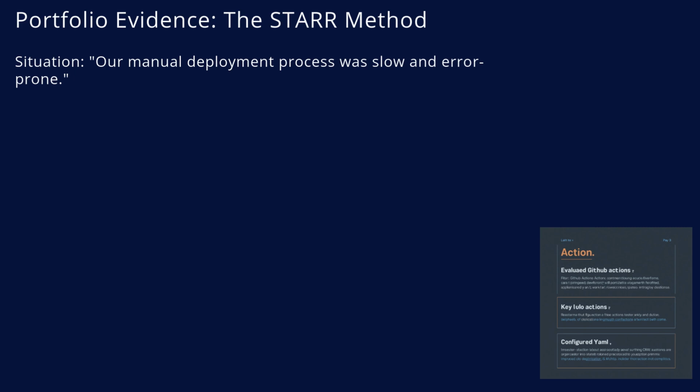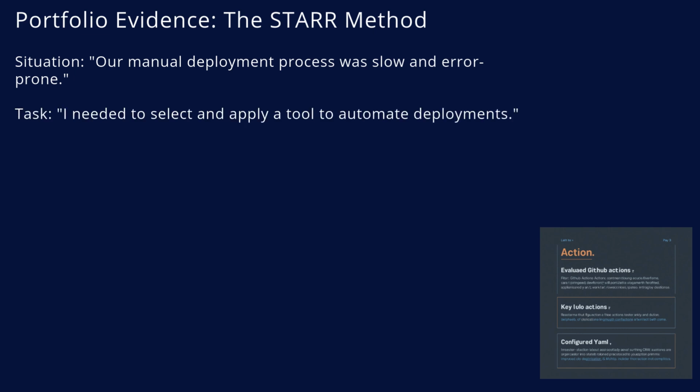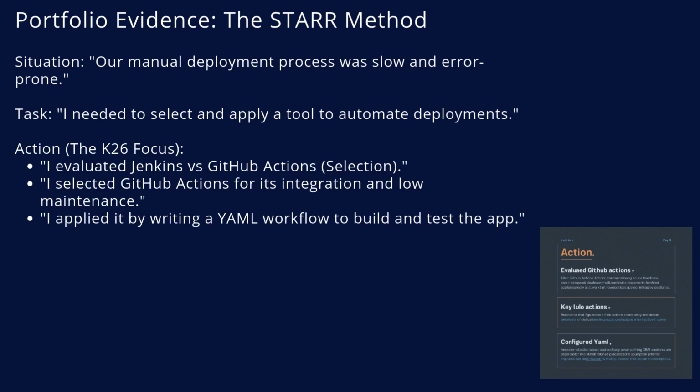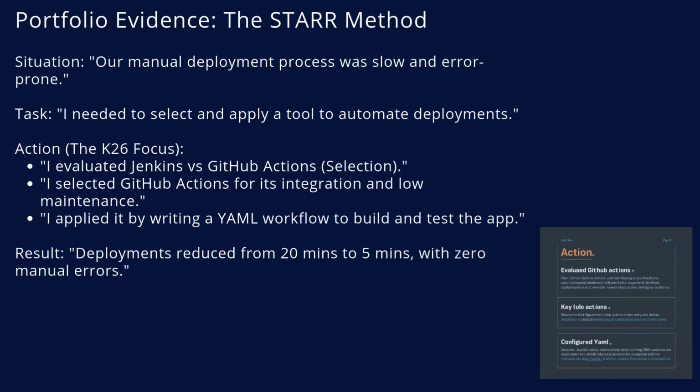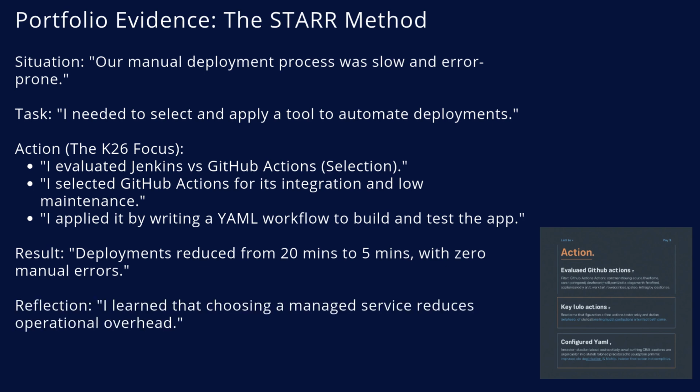Situation: our manual deployment process was slow, taking 20 minutes, and error-prone. Task: I needed to select and apply a CI/CD tool to automate this. Action: I evaluated Jenkins versus GitHub Actions. I selected GitHub Actions because it integrated natively with our repo and required zero server maintenance. I applied the tool by writing a YAML workflow that automatically builds the app and runs unit tests on every push. Result: deployments dropped to 5 minutes and manual errors were eliminated. Reflection: I learned that selecting a SaaS tool over a self-hosted one saved us significant operational time.